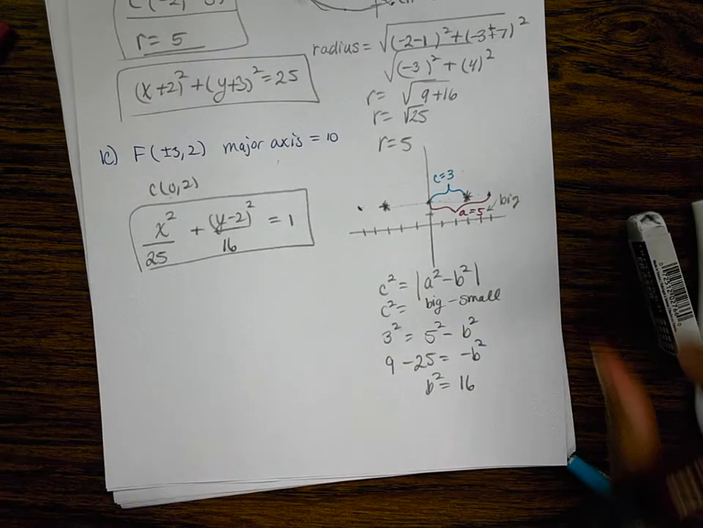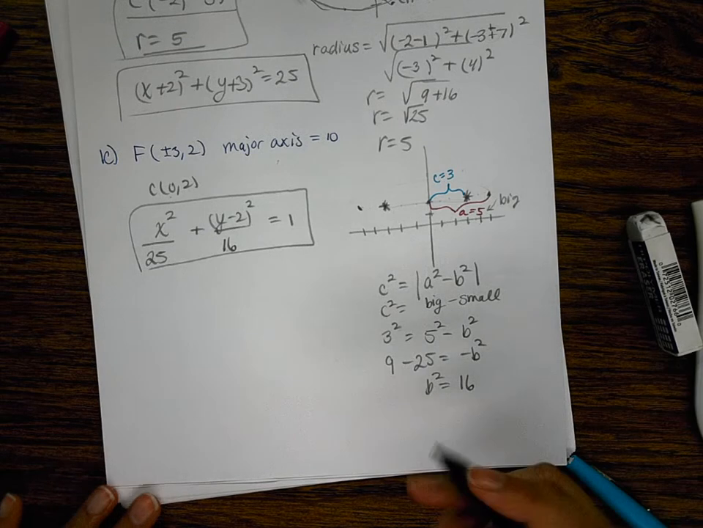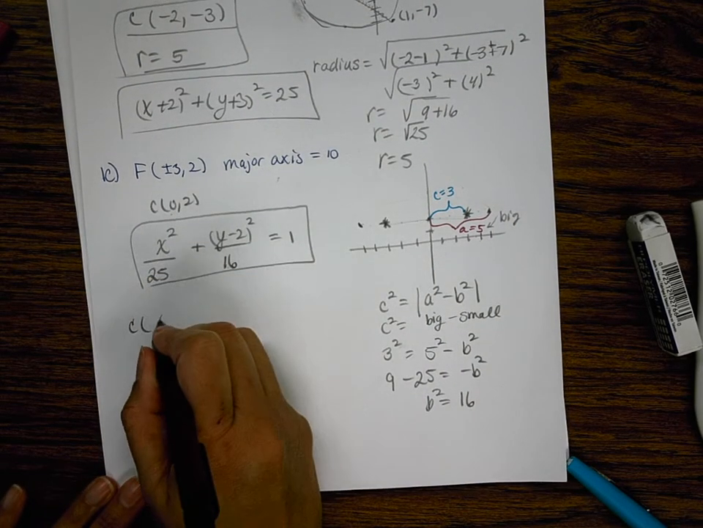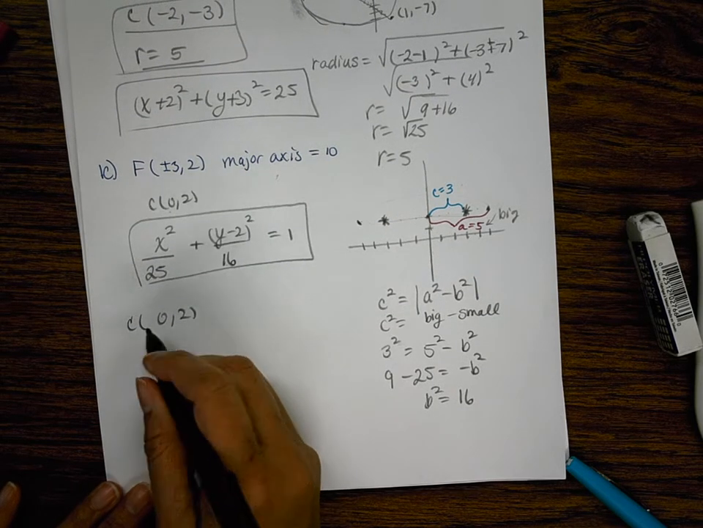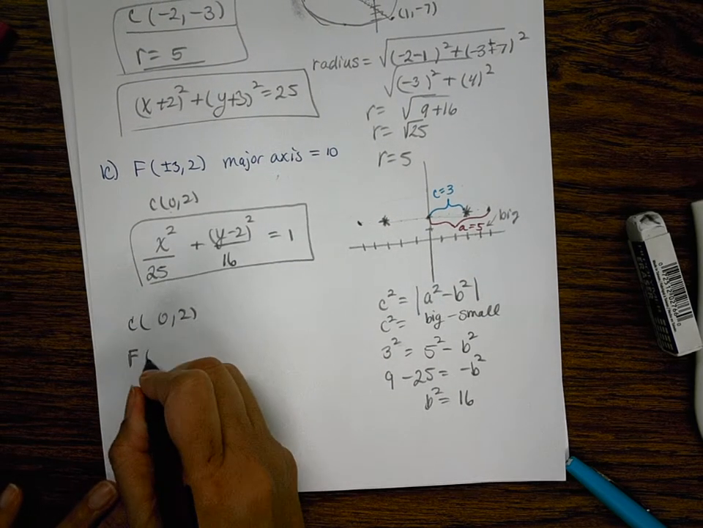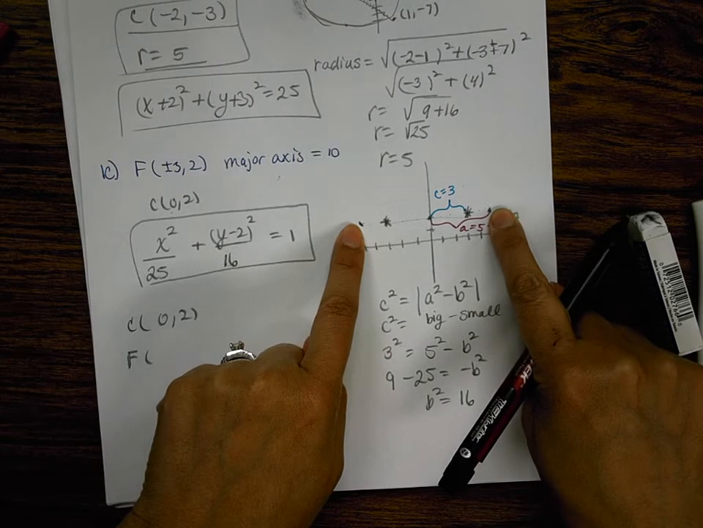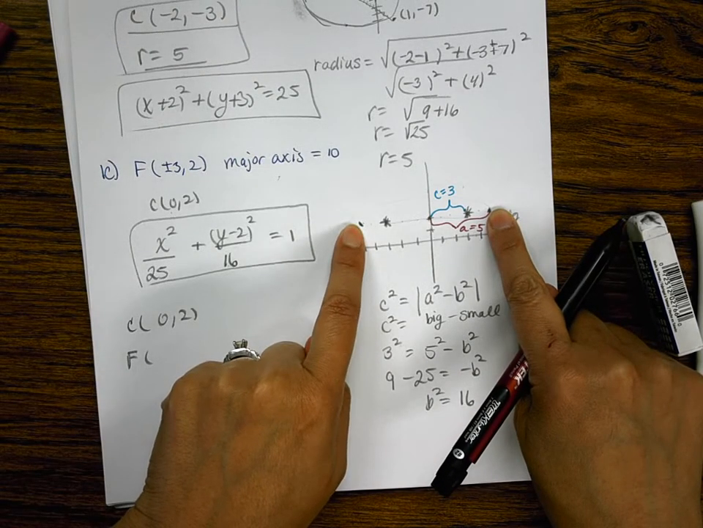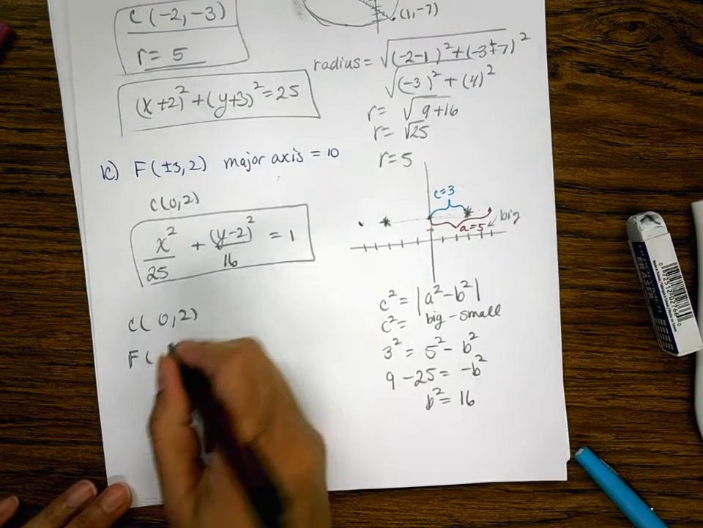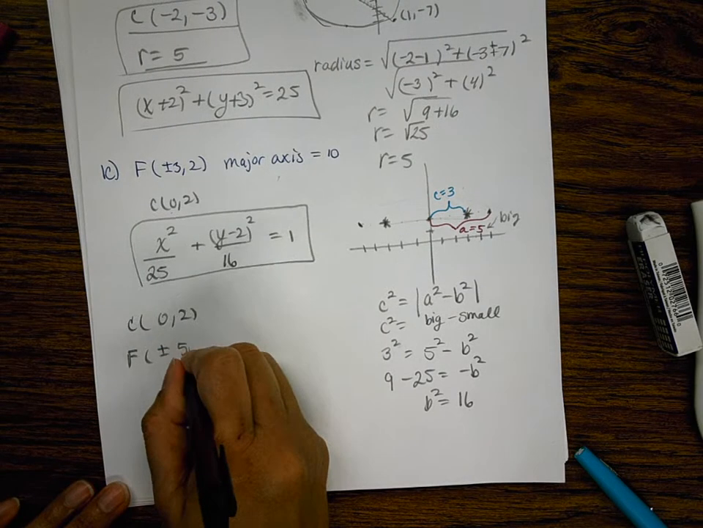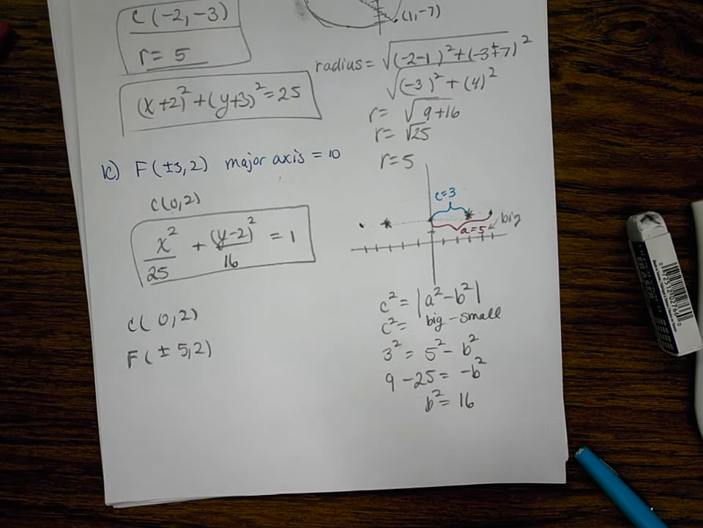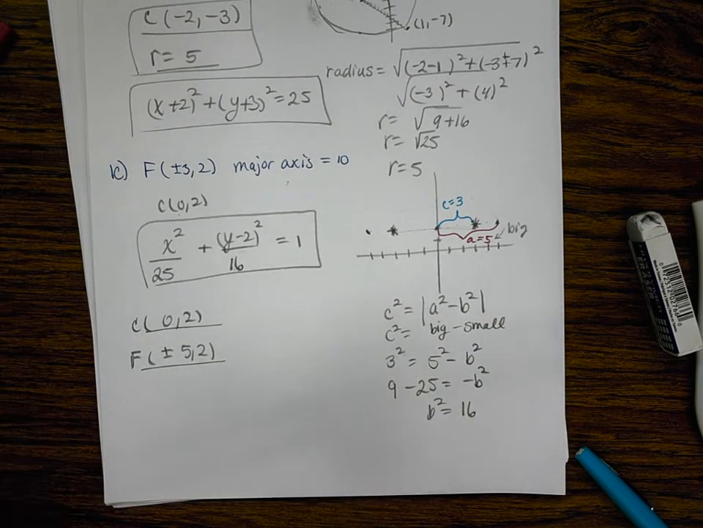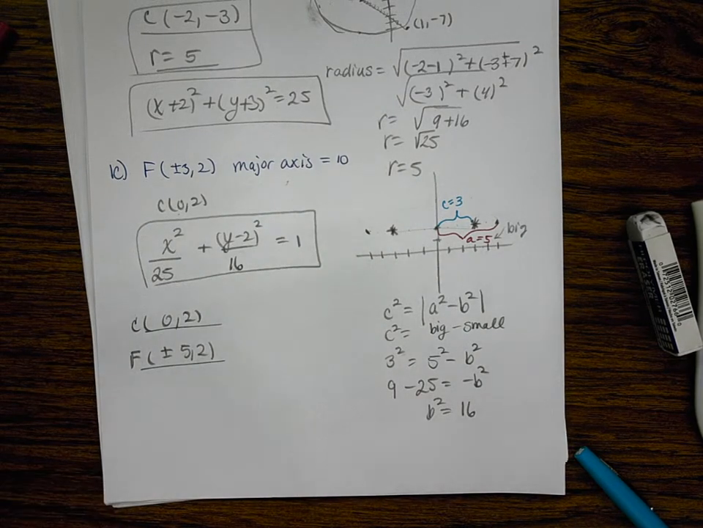All right, they are asking us to sketch it and find all the bits and pieces, so I'm going to do that now. Center, opposite, 0, 2, and we knew that earlier. The foci are those endpoints there, which are negative 5, 0 and positive 5, 0. I'm sorry, negative 5, 2 and positive 5, 2. You can write it like this, plus or minus 5, 2, or two separate points. Negative 5, 2, positive 5, 2.